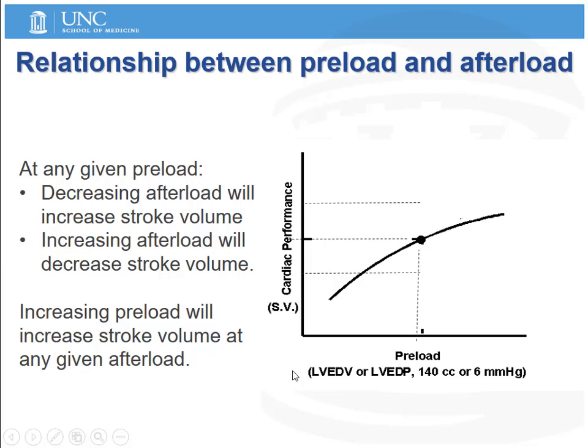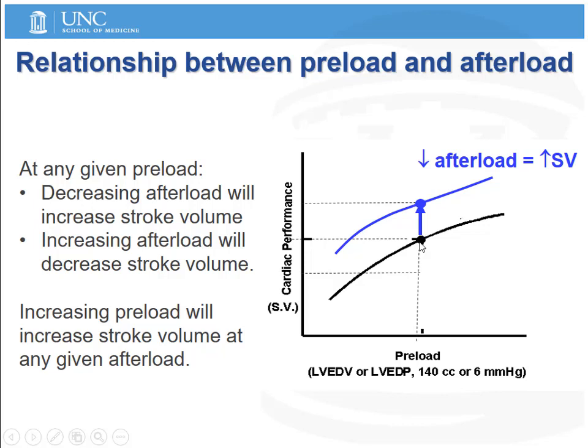This black line is a reference and it shows a normal afterload. But if the afterload was decreased, then the stroke volume would increase. And this is because the ventricle would be pumping against a lower pressure in the aorta, so the myocytes could shorten further and faster, and the curve would shift up and to the left. So for the same preload value, there's now an increased stroke volume because there's less force or pressure that's opposing that ejection.